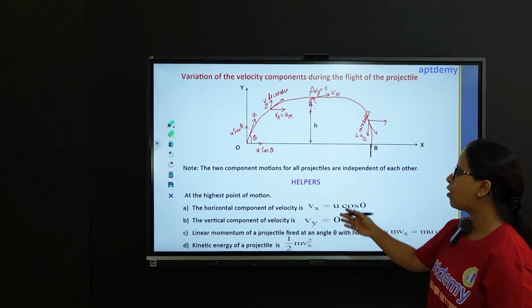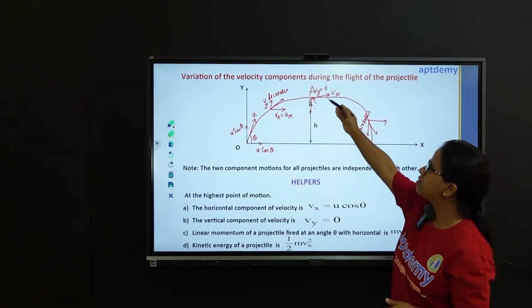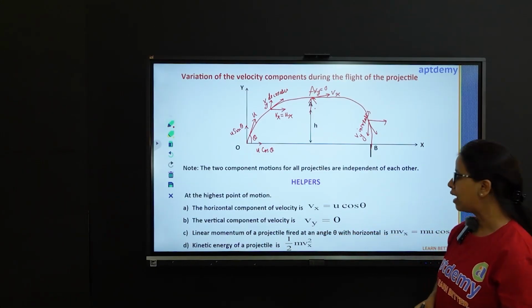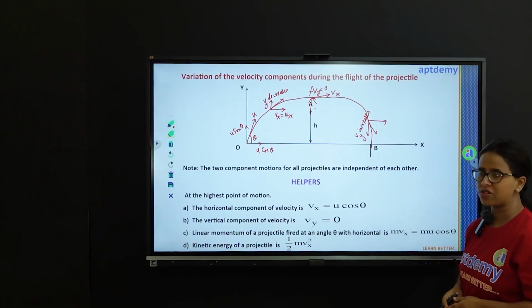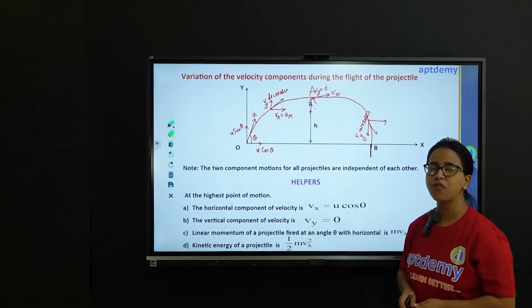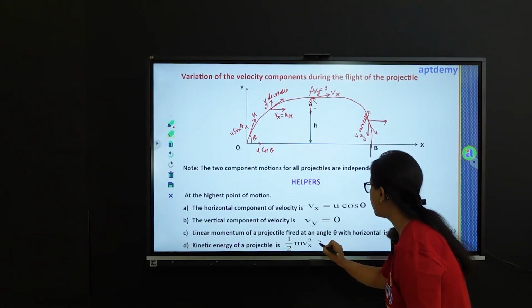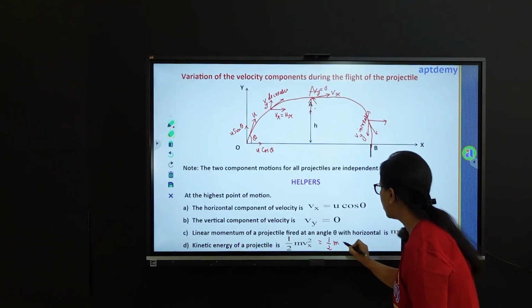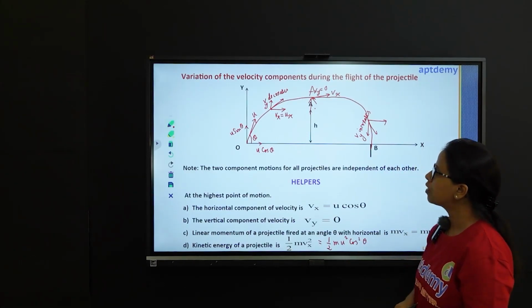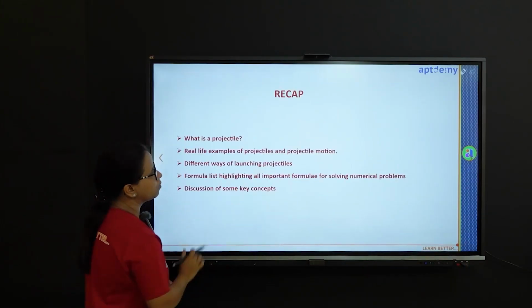At the highest point, the horizontal component of velocity is u cos theta. The vertical component at the highest point is 0. And the linear momentum of the projectile, which has been fired at an angle theta with horizontal, is m vx, mass times the velocity. It is m u cos theta, and the kinetic energy is half m vx square. You can substitute the value of vx and we get it as half m u square cos square theta. So this is how the velocity components vary during the flight of the projectile.